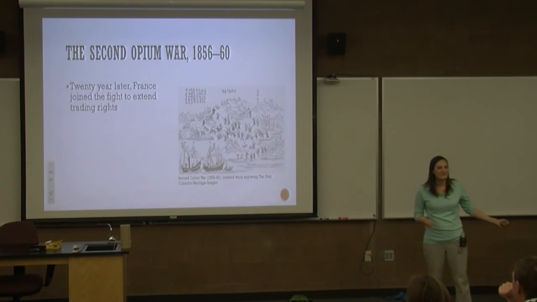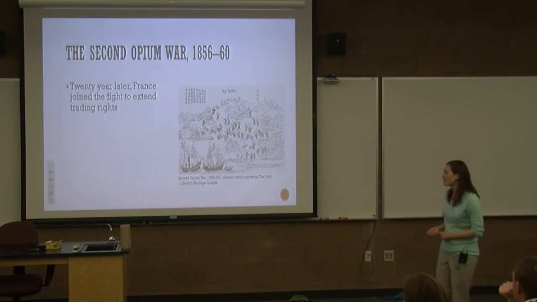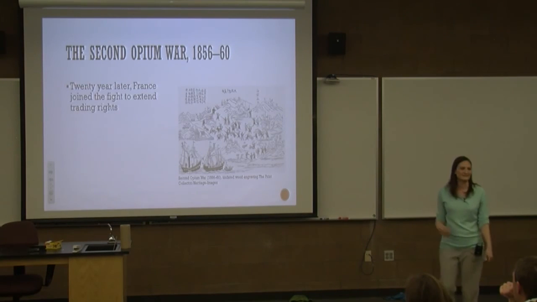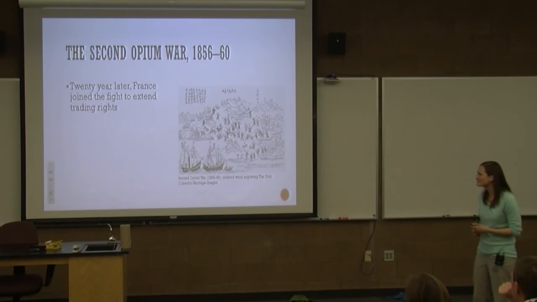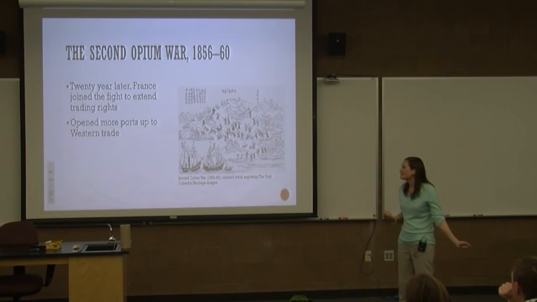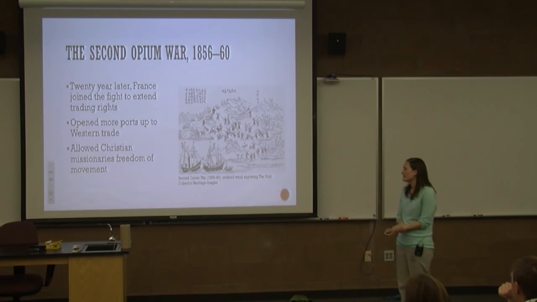So there's another one. 20 years later, France wants to get in the fray and trade with China as well. And so they started another war over little things like a sailboat burning. I think they were just kind of finding things to start a war because they wanted to trade. They wanted to have free trade with China. And so they won. This time it was the British and the French, and they won again. And so this resulted in more ports being opened up to Western countries.